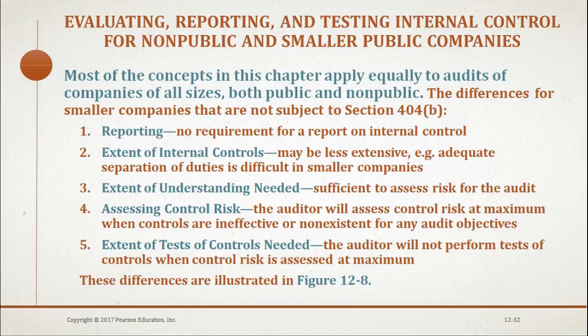For example, adequate separation of duties is difficult for a smaller company. In addition, the extent of understanding needed is sufficient to assess risk for the audit. The auditor will assess control risk at maximum when controls are ineffective or non-existent for any audit objectives. And lastly, the auditor will not perform tests of controls when control risk is assessed at a maximum.